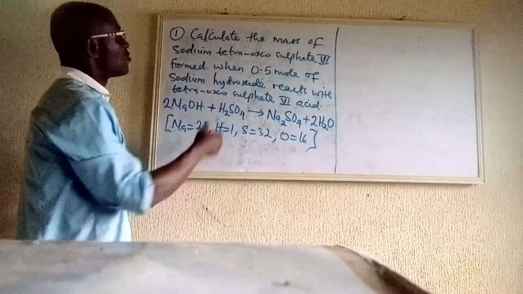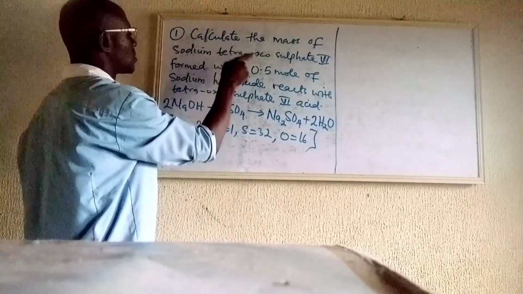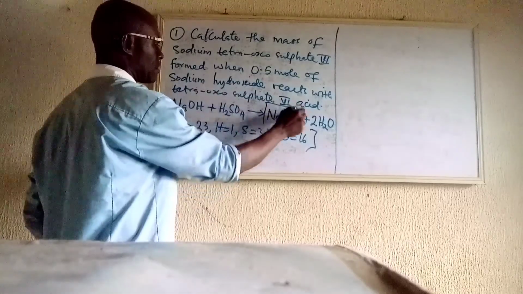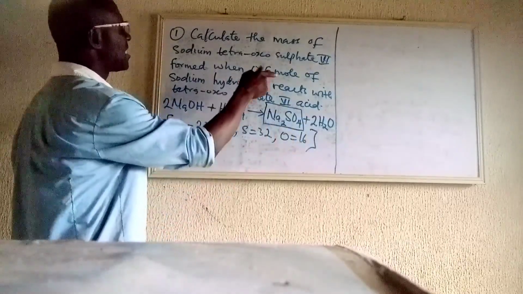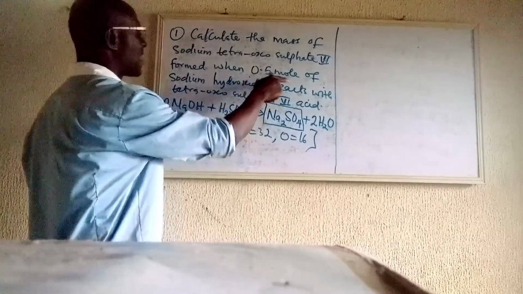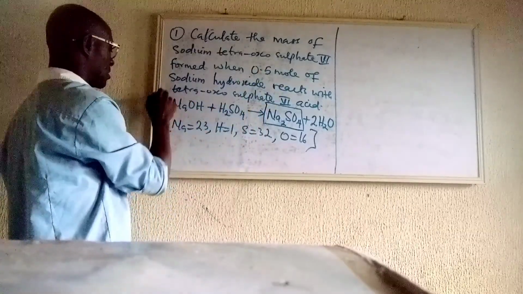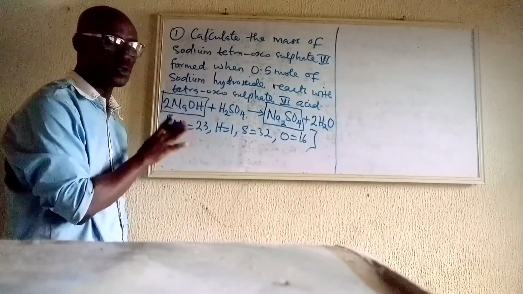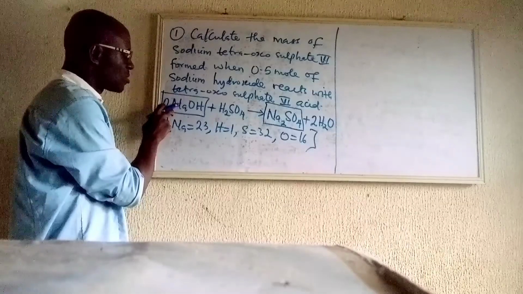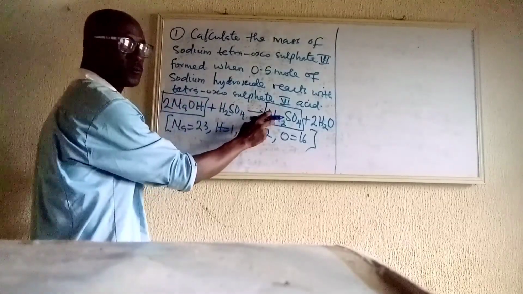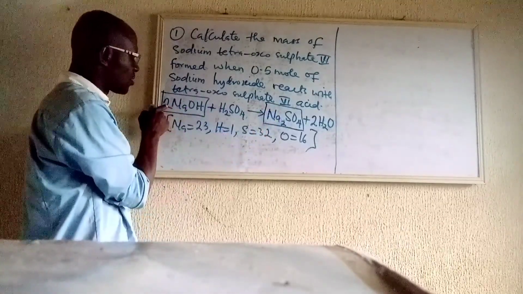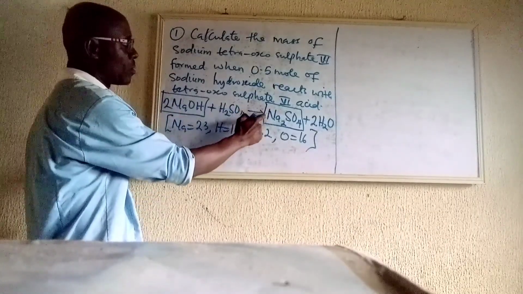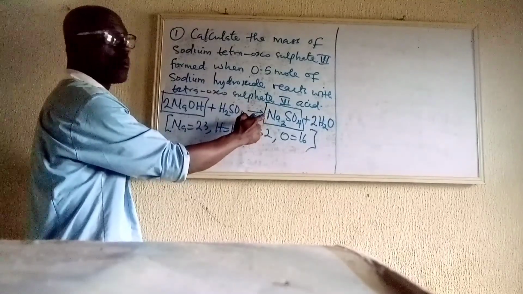Now, we are looking for the mass of sodium sulfate, that is Na2SO4, that will be produced by 0.5 mole of sodium hydroxide, which is this. But according to the reaction, that's the first thing you do. How many moles of sodium hydroxide produce how many moles of sodium sulfate? It's obvious that 2 moles of sodium hydroxide produce 1 mole, because there is an invisible one here, 1 mole of sodium sulfate.